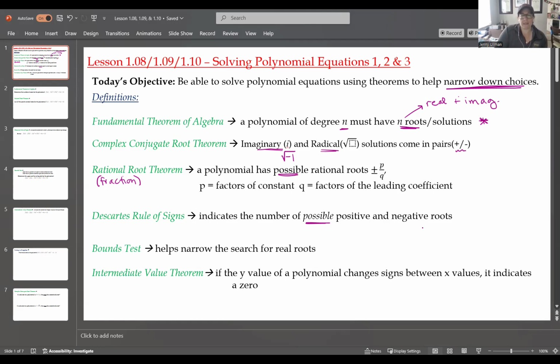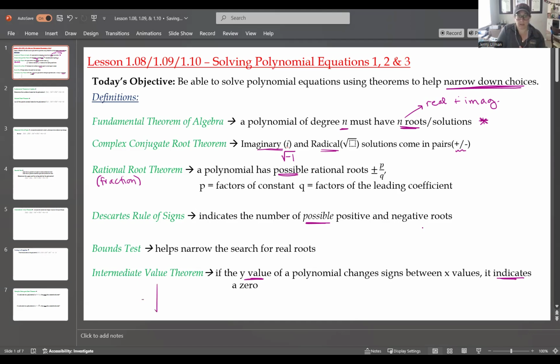Okay, and then our last one is this intermediate value theorem. So this is going to help indicate where a zero is. And again, I'm going to go more into detail with each of these. But basically it tells you if the y value changes signs, so if it goes from a positive to a negative, we know there is an x-intercept between there.